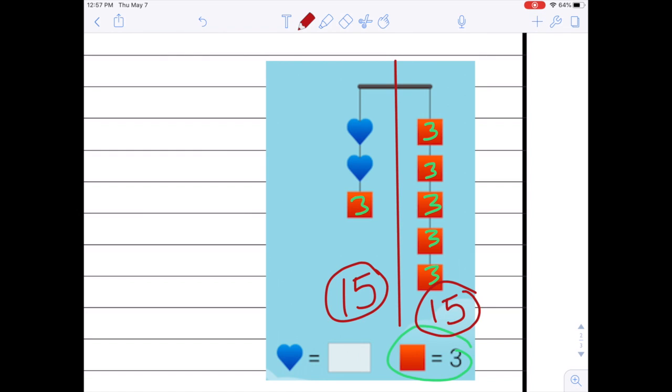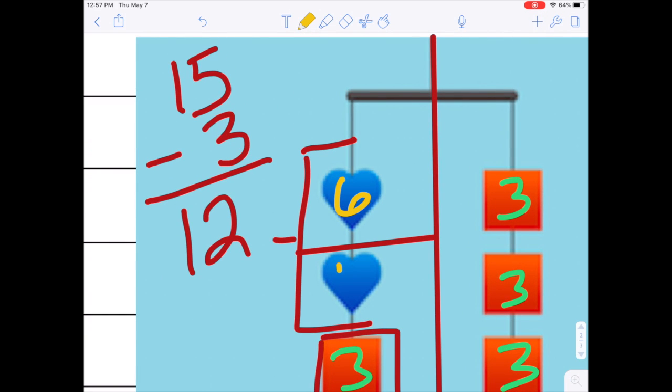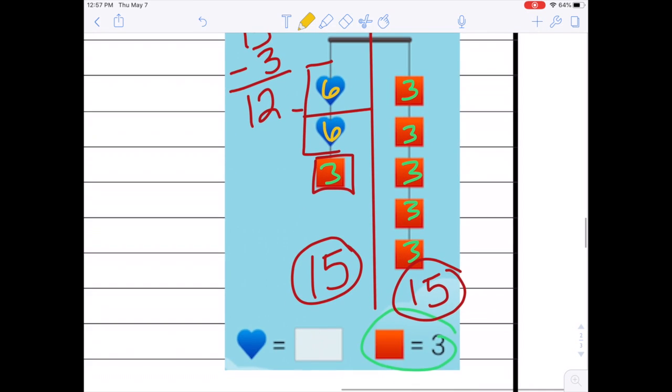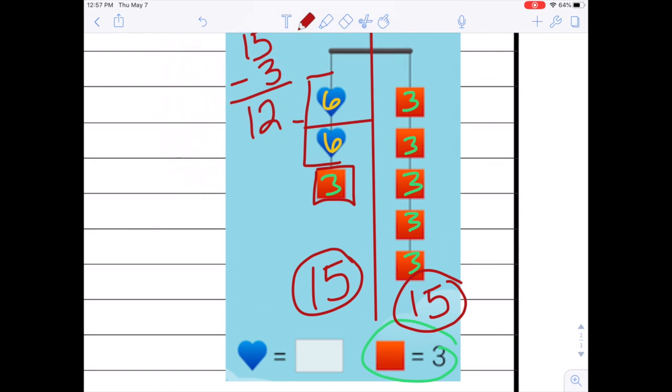And we can subtract what we already know. We already know that this square is worth 3. So I'm going to have 15, take away the 3 because we're trying to solve for these hearts. 15 minus 3 is 12. And this is similar to one of our warm-up problems where 12 divided into 2, each of these hearts would be worth 6. So that means the value of one of the hearts is 6.